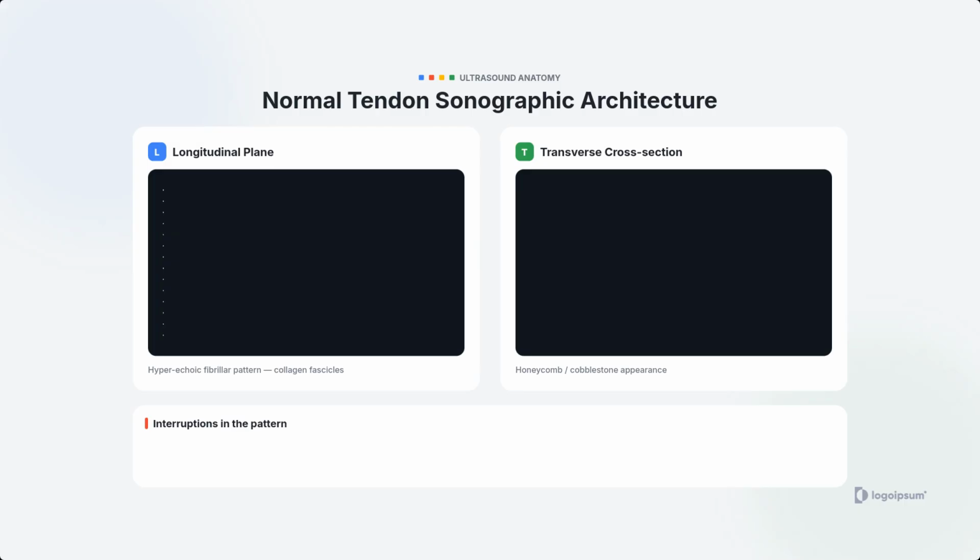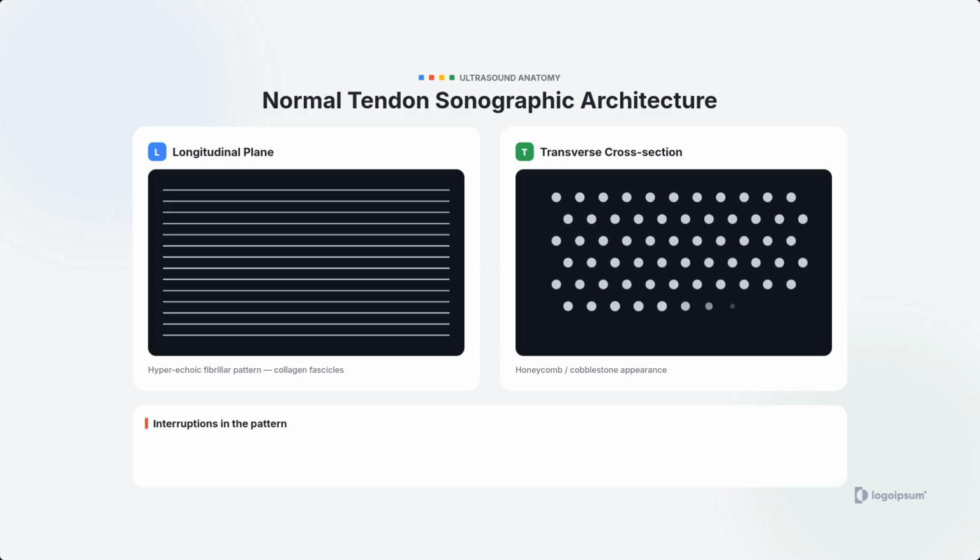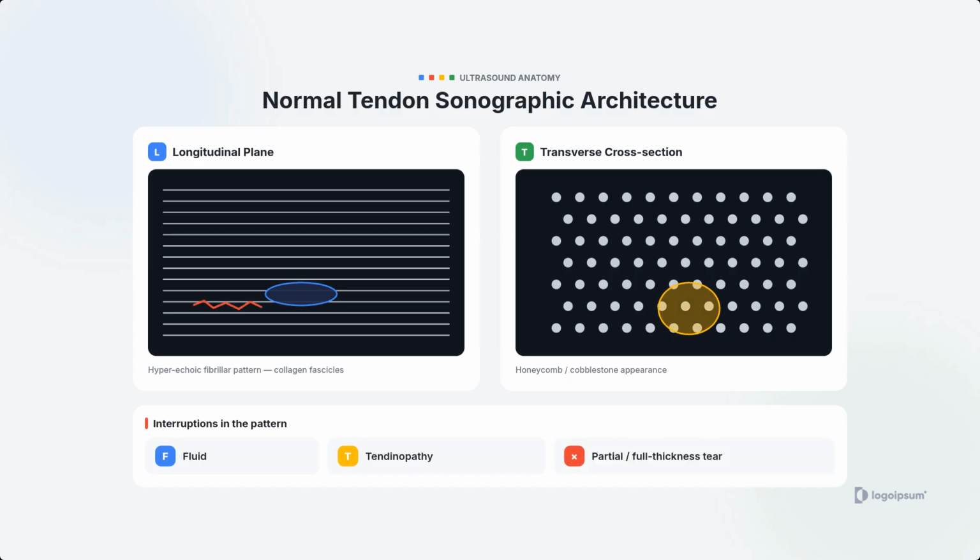Evaluating tendon pathology requires a firm grasp of normal sonographic architecture. In a longitudinal plane, healthy tendons exhibit a hyperechoic fibrillar pattern, appearing as bright parallel uniform lines representing collagen fascicles. In a transverse cross-section, tendons display a honeycomb or cobblestone appearance. Interruptions in this continuous pattern indicate fluid, tendinopathy, or partial to full thickness tears.